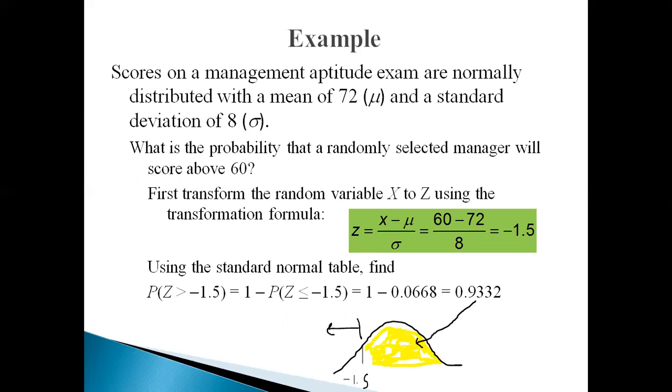Okay. Now we want to know the score above 60. So if we know 1.5 is here, remember that's 0, and negative 1.5 is here, we want to have this value here. But in the table, if we look up negative 1.5, it's going to give us this white area over here. And so what we're going to have to do is take 1 minus this white area to get the yellow area. So if we do that, 1 minus the probability that z is less than or equal to negative 1.5 is going to be 1 minus 0.0668, or the value of the yellow area is 0.9332.